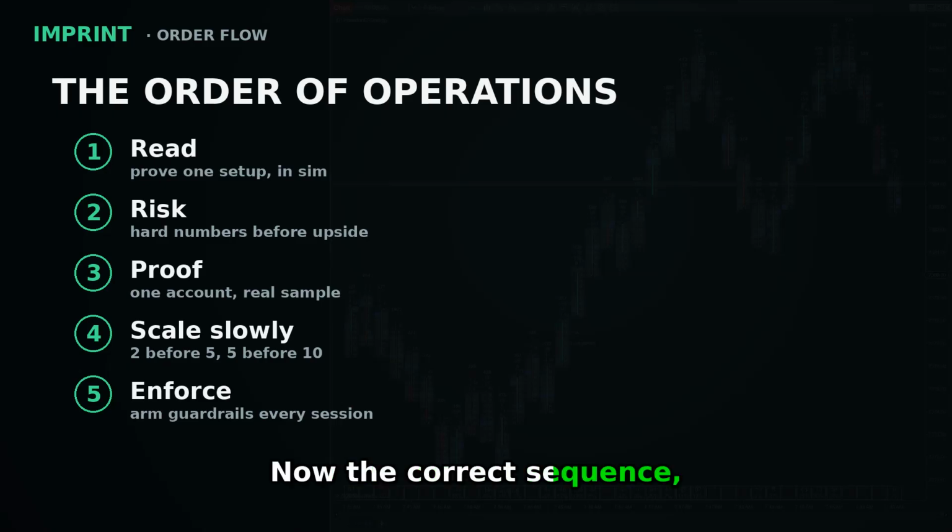Now the correct sequence, because most traders get it completely reversed. They scale first and try to become consistent later. That's backwards. You don't scale to become disciplined. You scale because you already proved discipline. Step 1. Build one repeatable read on one account in simulation. Not 10 setups, one process you can execute consistently. This is where order flow matters, and it's what Imprint Flow is for. Surfacing imbalance, absorption, and delta, so you're not just guessing at candles. But the tool isn't a substitute for judgment. You still prove the read.